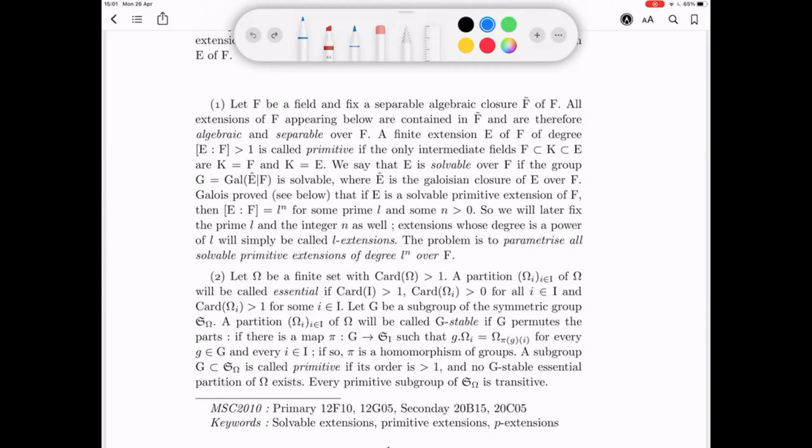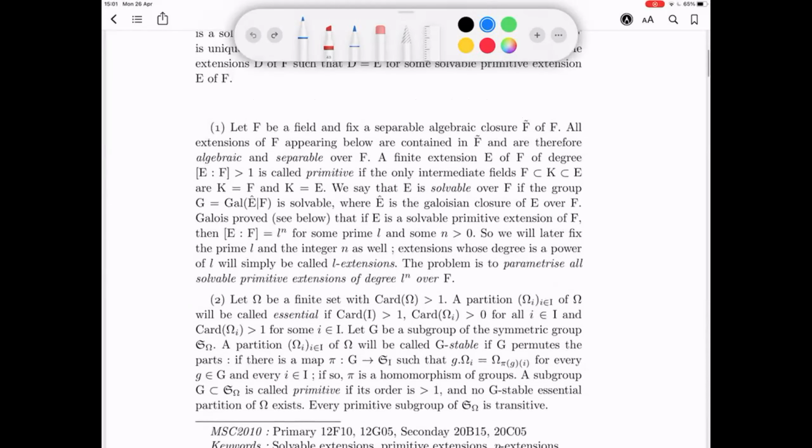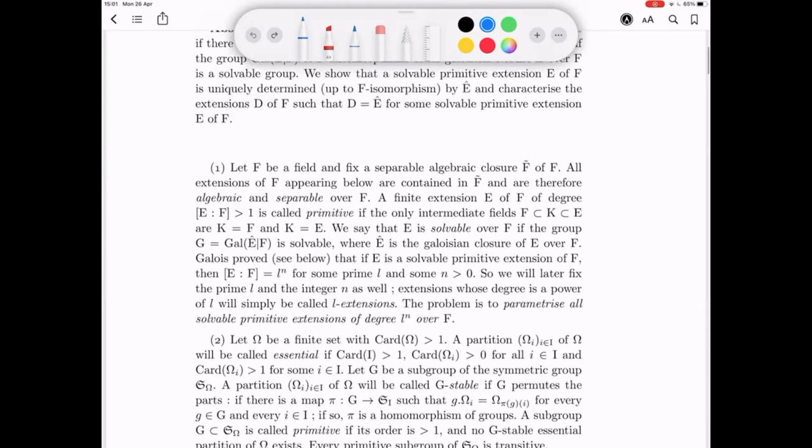So what we are going to do today is a sort of generalization of what we did a couple of lectures ago. A couple of lectures ago, we had a field F.